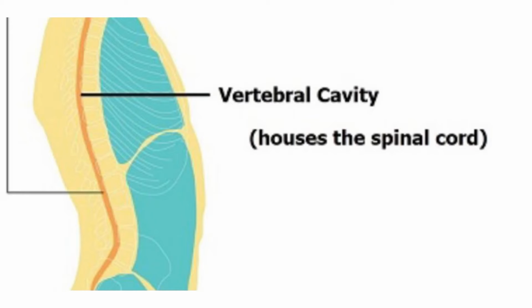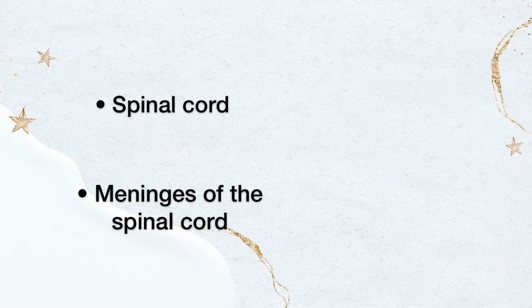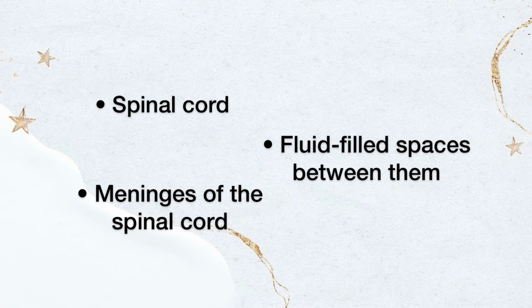The vertebral cavity is the posterior portion of the dorsal cavity and contains the structures within the vertebral column. The organs of this cavity are the spinal cord, the meninges of the spinal cord, and the fluid-filled spaces between them.